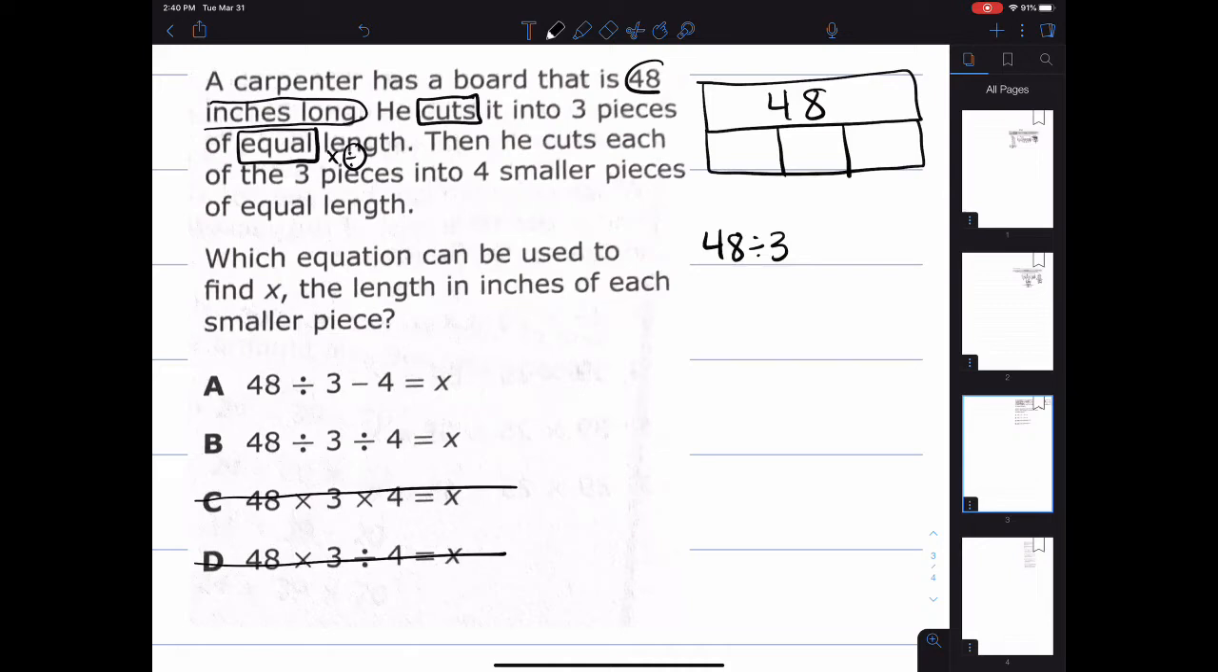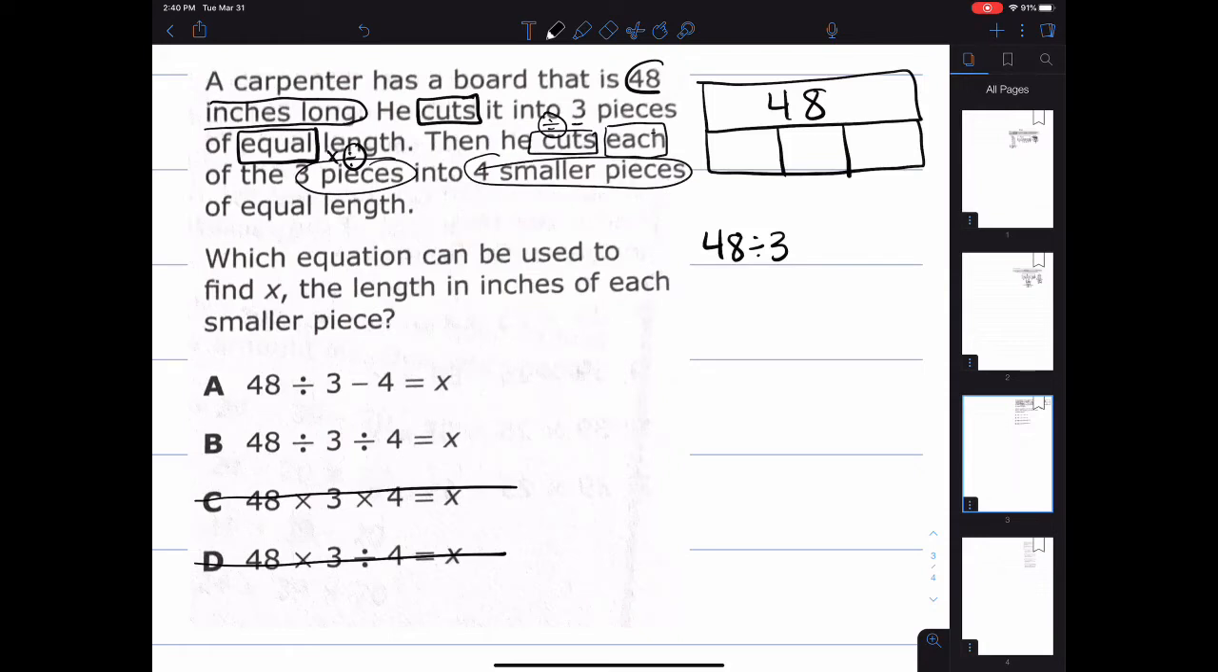It says, then he's going to cut. Here's the same keyword that I just saw. So I know that if he's cutting, he's breaking things apart. So that either means divide or subtract. It's going to be divide if it's equal groups, and it's going to be subtract if I am doing different size groups. So it says each. That's a keyword that I'm going to be breaking apart each one of these into equal groups. So now I know that I'm probably going to be dividing again, dividing the 3 pieces into 4 smaller pieces.